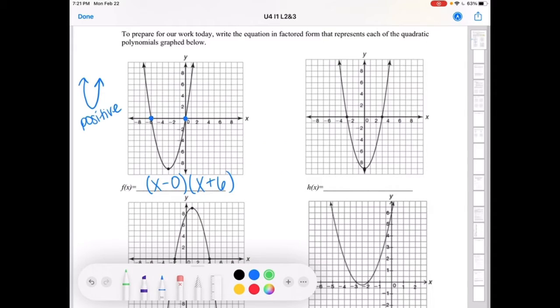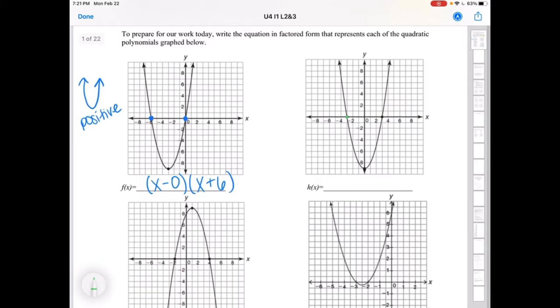So I'm going to change to green. And on this graph, I have -3 and 3 as my x-intercepts. And the same thing, I have concavity that's positive. It's a smiley face, right? Smiling. And I know that this is going to be x plus 3 times x minus 3.